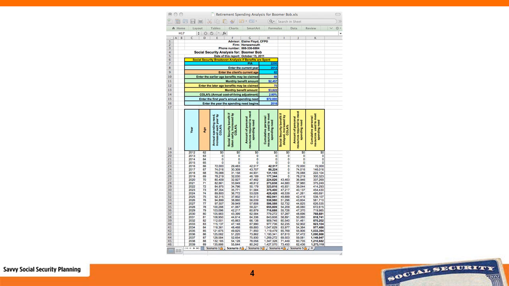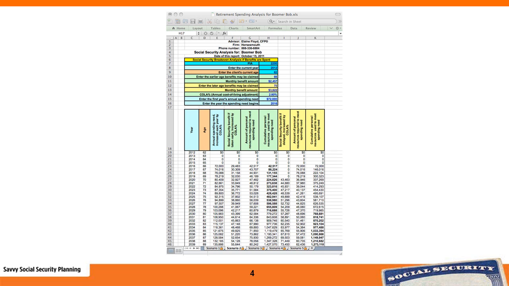Now let's look at some other scenarios. For scenario 2, let's see what happens if the client delays retirement by 4 years. What if his $72,000 annual spending need doesn't start until 2016? Let's analyze the amount of personal resources required if he starts Social Security at 66 versus 70. Now we see that the break-even age is 80.